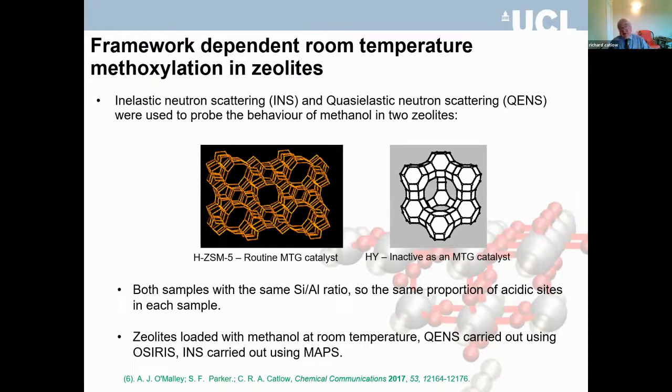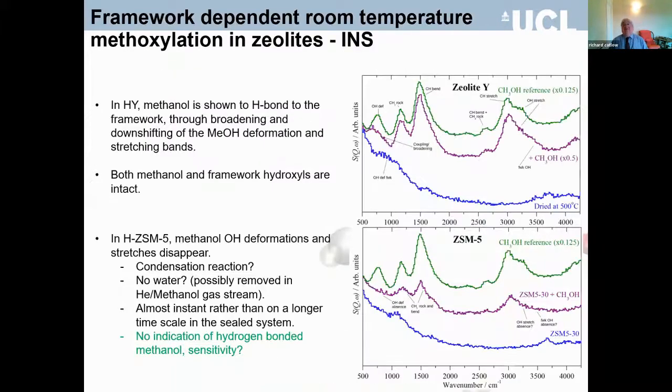These are aluminum silicates with low concentrations of aluminium. We ensure that they have the same silicon to aluminium ratio. We loaded them with methanol, and we carried out QENS to look at methanol diffusion and inelastic neutron spectroscopy to monitor the vibrational spectroscopy of the methanol.